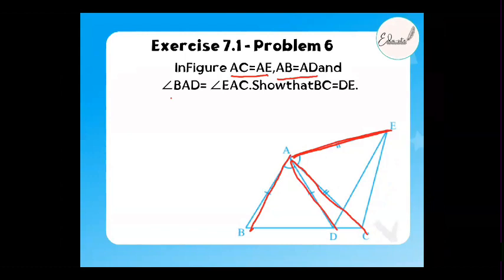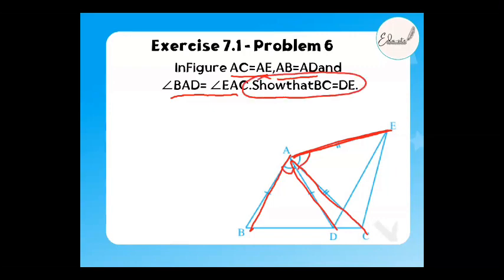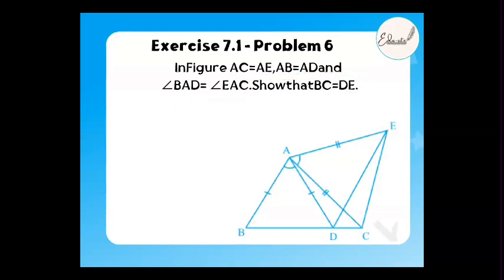Then they also given an angle. Angle BAD is equal to angle EAC. Where is BAD? This angle and this angle are equal, okay? Now they have told you to show that BC is equal to DE. Where is BC and DE now? Laiba, where is BC? BC is here, correct? They have told you to prove BC and DE. Where is DE? This. Excellent. These two you have to prove.